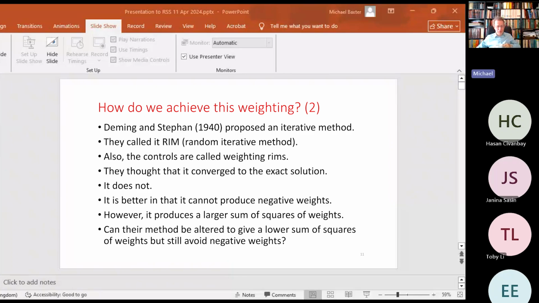But it often produces a significantly larger sum of squares of weights than the exact solution. So, can the method be altered to give a lower sum of squares of weights, but still avoid negative weights?